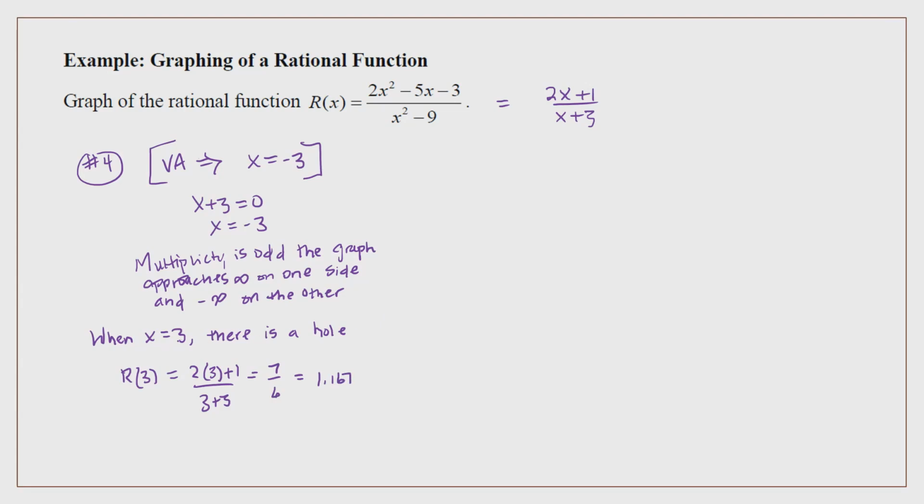So when x equals 3, there is a hole at the point (3, 1.167). Okay, so since 3 is not in the domain and x equals 3 is not a vertical asymptote, we have a hole. All right. So when you eliminate a common factor, when you reduce your rational function, that should signify to you that you have a hole in your graph.